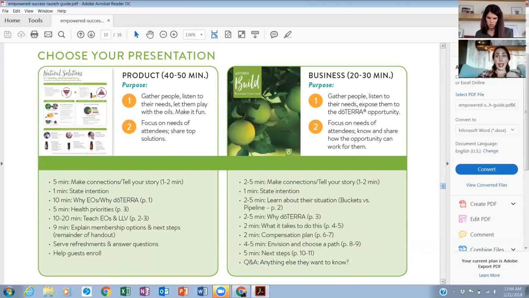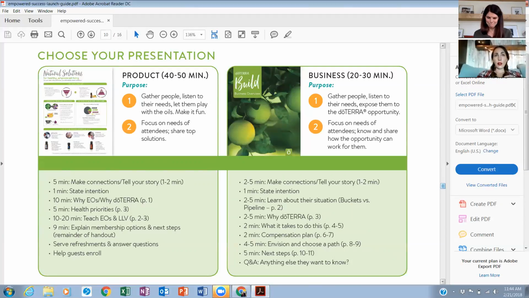A lot of times I like to ask people right up front to write down their top goals or health priorities. What are some things that you would like to use essential oils for? And then we talk about those a little bit. Then you're going to take 10 to 20 minutes to actually teach about essential oils and the lifelong vitality.